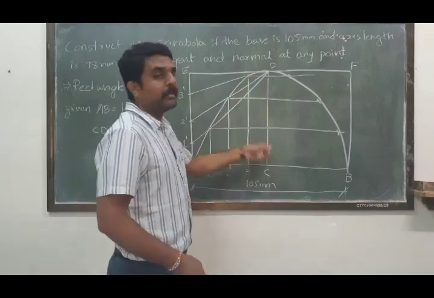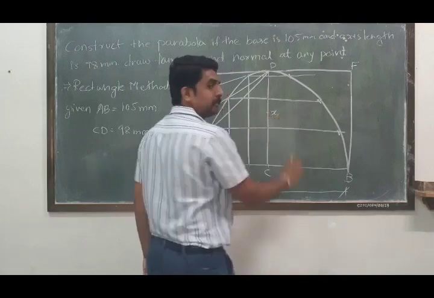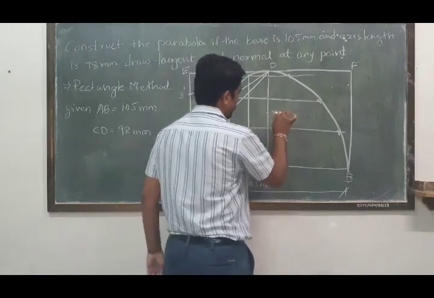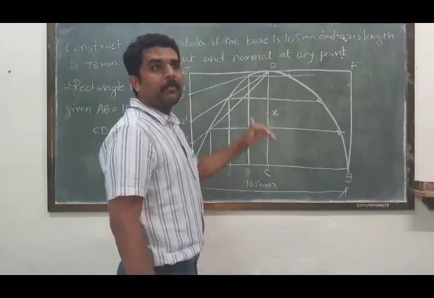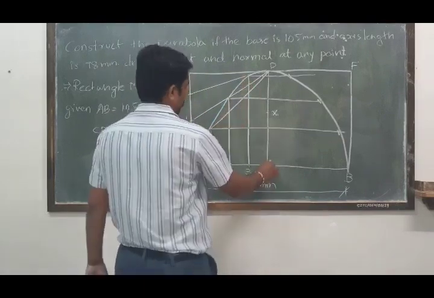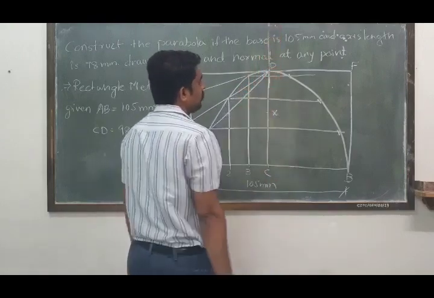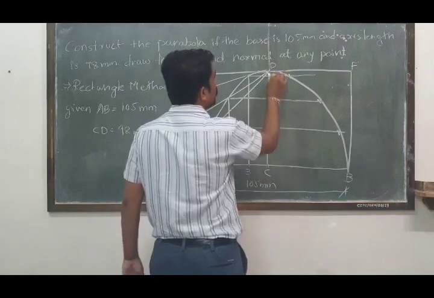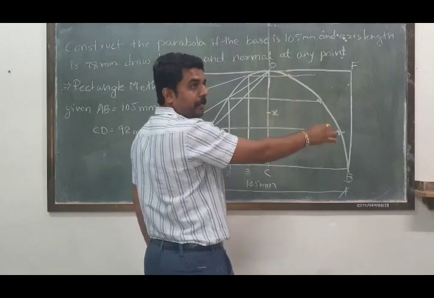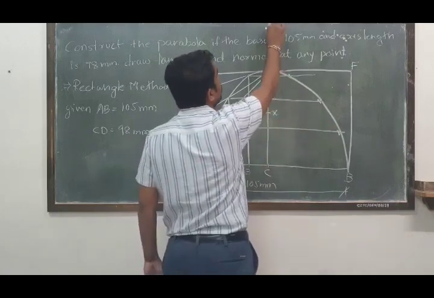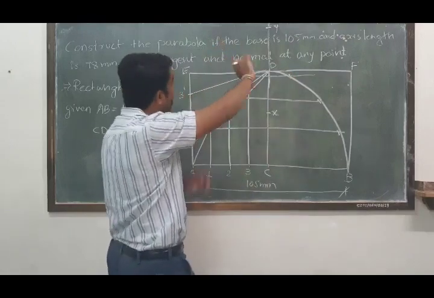Take any random point on CD, let it be X. Now mark a point Y. First of all, extend this line CD. Take DX distance in your compass. Considering D as a center, mark a point Y on the line extended.